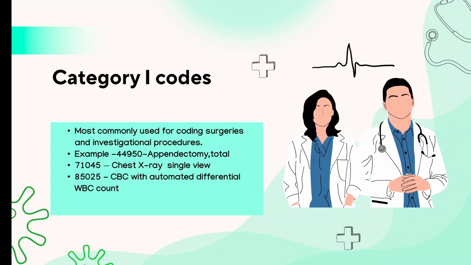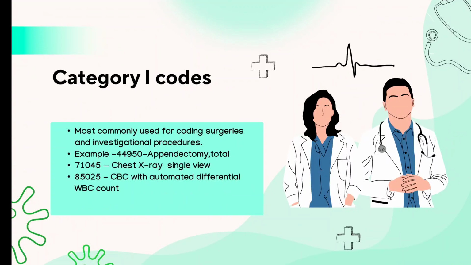Second example is code 71045. This represents a chest X-ray single view, which is a common investigation procedure. Third is 85025. This code represents a complete blood count, or CBC, with automated differential WBC count, which is a routine blood test. So remember, Category 1 means established and commonly performed medical services and procedures.